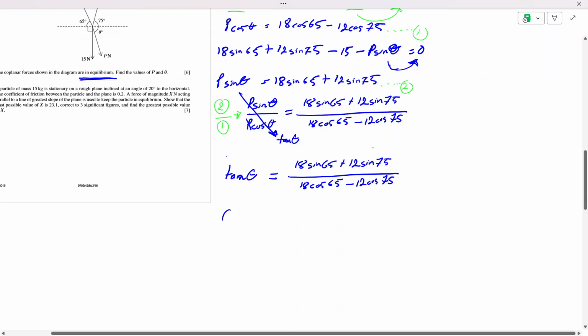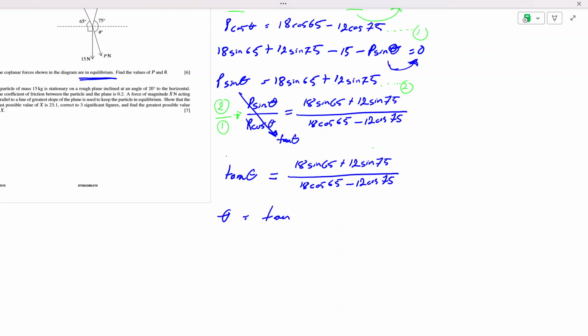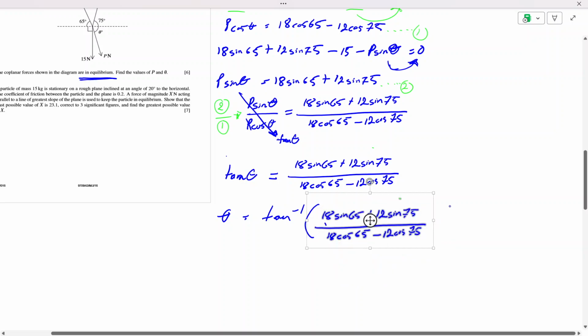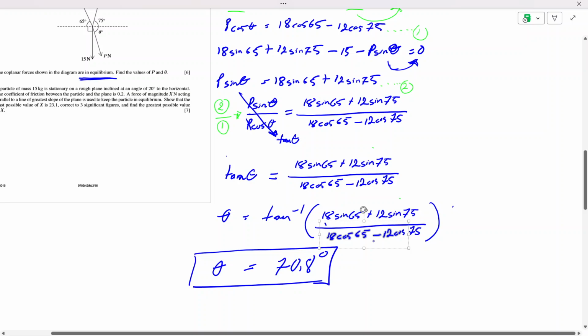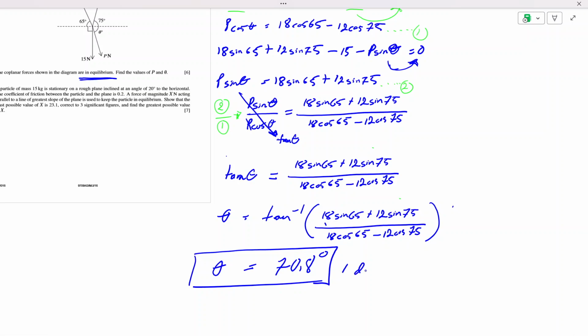And then theta is going to be the tan inverse of all of that in the calculator. Plug that in the calculator, and then you're going to get theta is 70.8 degrees. Okay, to 3 SF. I mean to one decimal place. Remember, for degrees, for angles, it has to be to 1 dp. Then for other values, it's 3 significant figures.